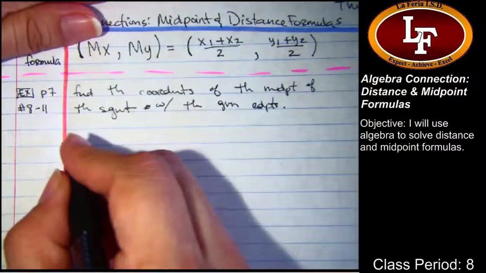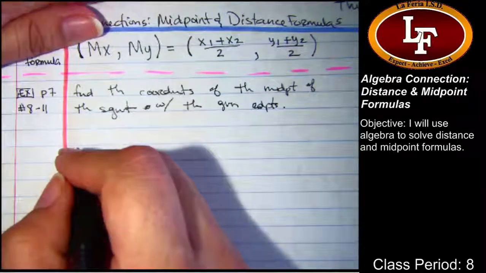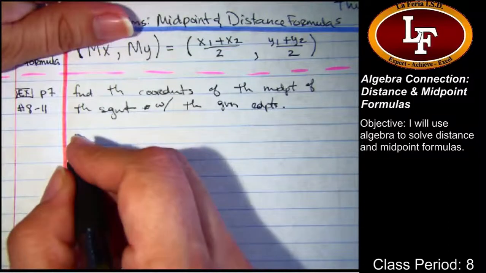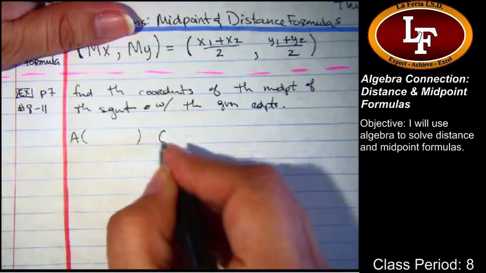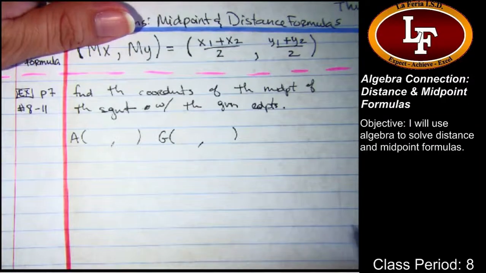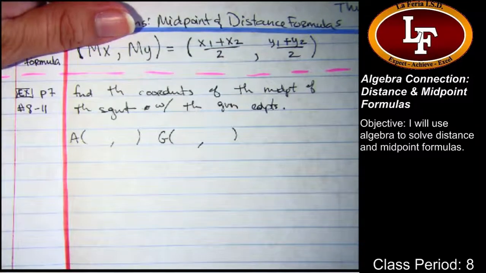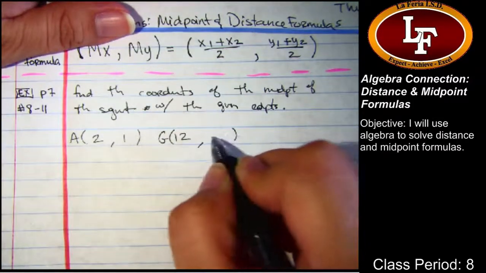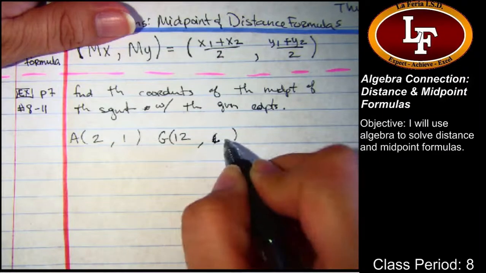So I need 2 points, and I want to hear 2 different point names from 2 different voices. Go. A. Thank you. G. Thank you. All right, I need coordinates for each of these points. So I want to hear 4 different numbers from 4 different voices. Please make some positive and negative. Go. 12. 2. 1. 12. 6. I think I already heard that voice. I need another one.